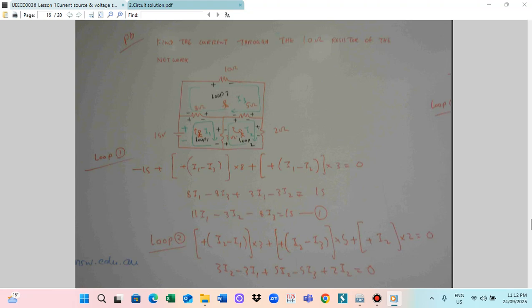For loop 1, current I1 is flowing, so for the 8 ohm, flow-in is positive, flow-out is negative. The 3 ohm, flow-in is positive, flow-out is negative. Similarly for loop 2, current I2 is flowing, so for the 3 ohm, 5 ohm and 2 ohm, flow-in is positive and flow-out is negative. Similarly loop 3, current I3 is flowing, so for the 8 ohm, 5 ohm and 10 ohm, flow-in is positive and flow-out is negative.